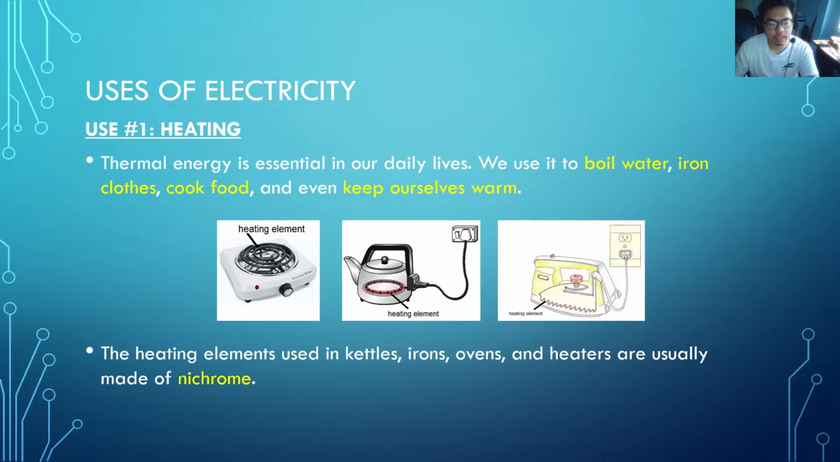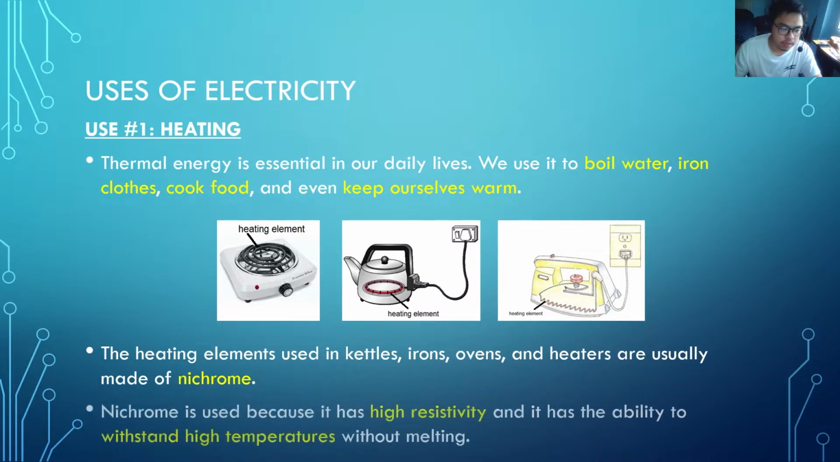The heating elements used in kettles, irons, ovens, and heaters are usually made out of nichrome. Now, why nichrome specifically? This is because it has a high resistance. It has high resistivity, and therefore it has the ability to withstand high temperature without melting. So why is it important for nichrome to have high resistivity and also be able to withstand high temperature? The second part is quite obvious. Of course, nichrome will be used to heat up things. That's where heat is generated. Therefore, it should be able to withstand high temperatures without melting.